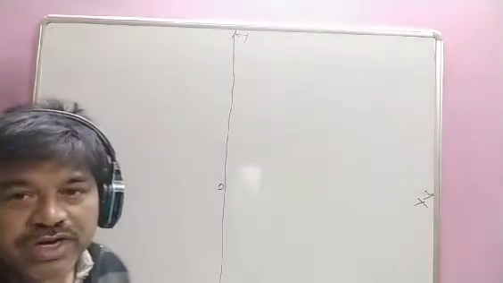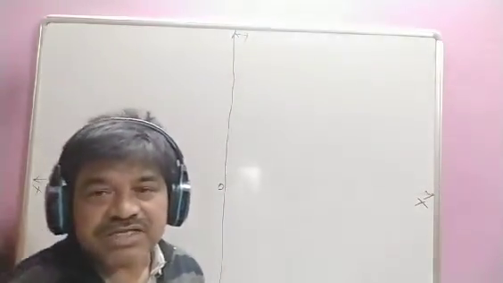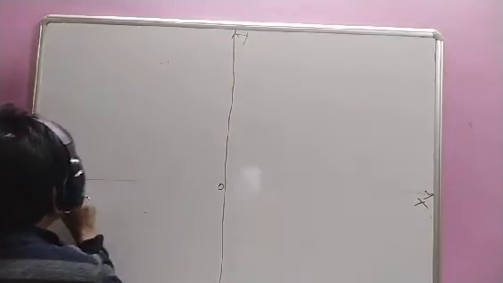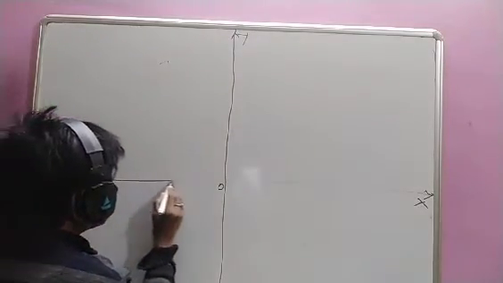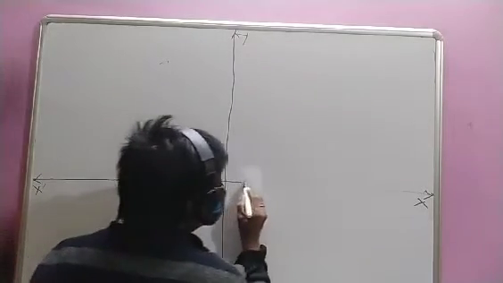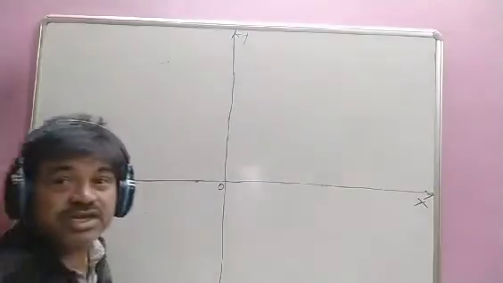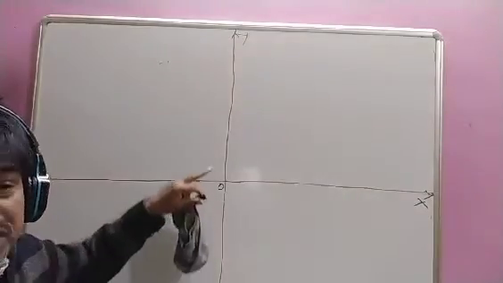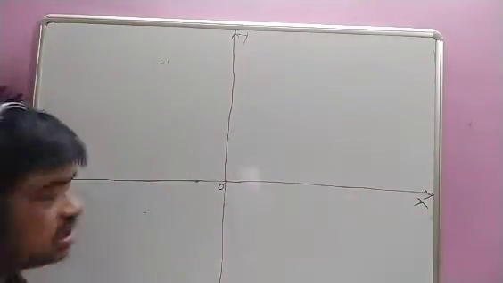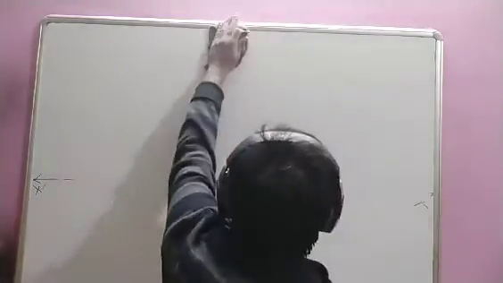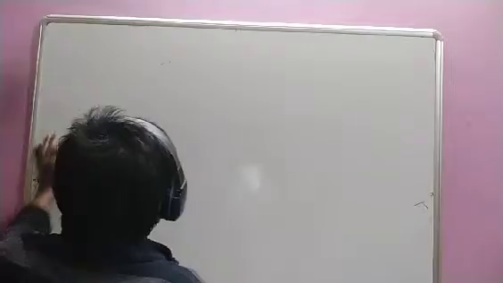So when 2 coordinate axes meet each other, that divides a plane. This is your x-axis and this is your y-axis, so that divides the plane into 4 regions. Each region is called a quadrant. Similarly in 3D, there are 3 coordinate planes, that is xy plane, yz plane and xz plane.